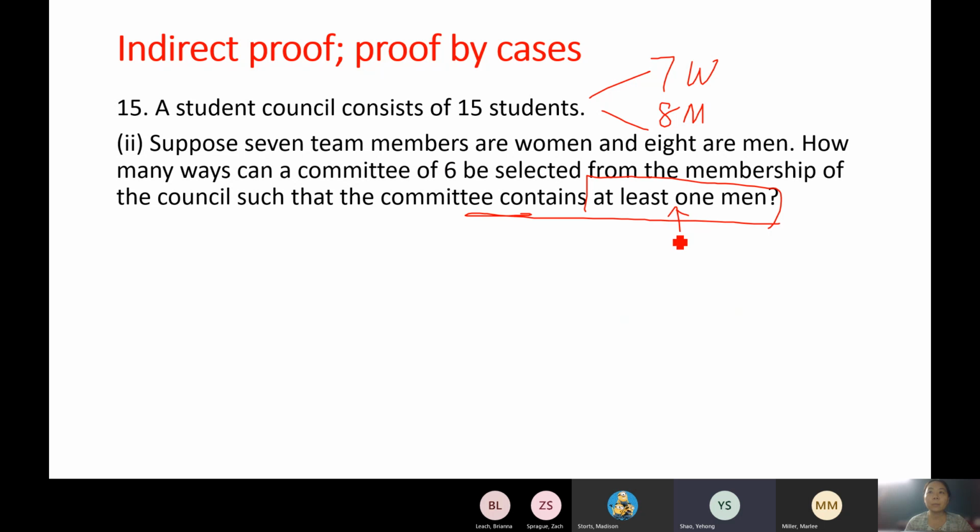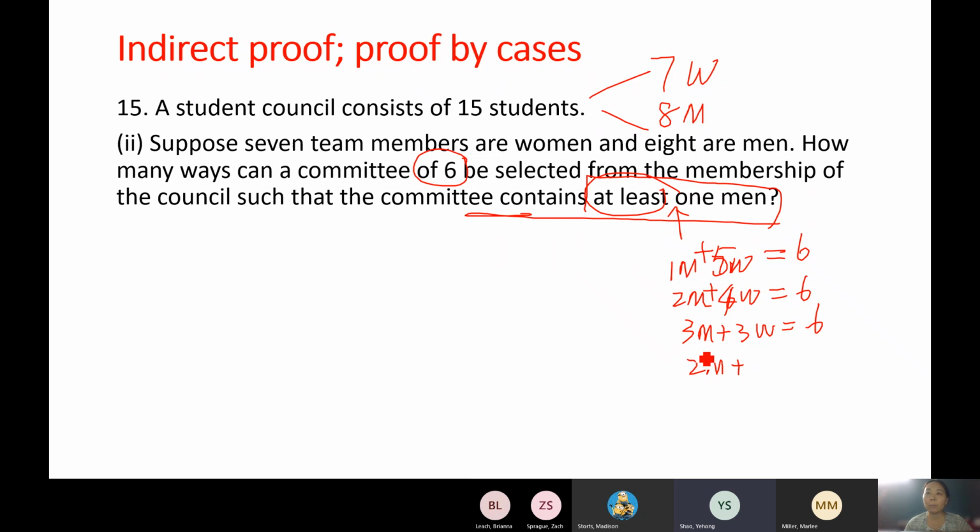What we do is you could have 1 man, 5 women, because you want to have a total of 6, right? So if you have 1 man plus 5 women, you have 6 people. So that's one possible way to do it, but this way is too tedious. At least 1 man, you could have 1 man, 2 men, 3 men, 4 men, 5 men, and it's all 6 men. But what we are going to do is the opposite.